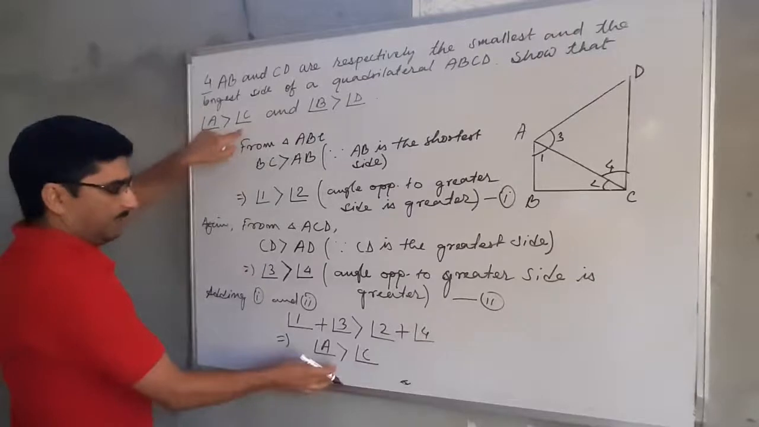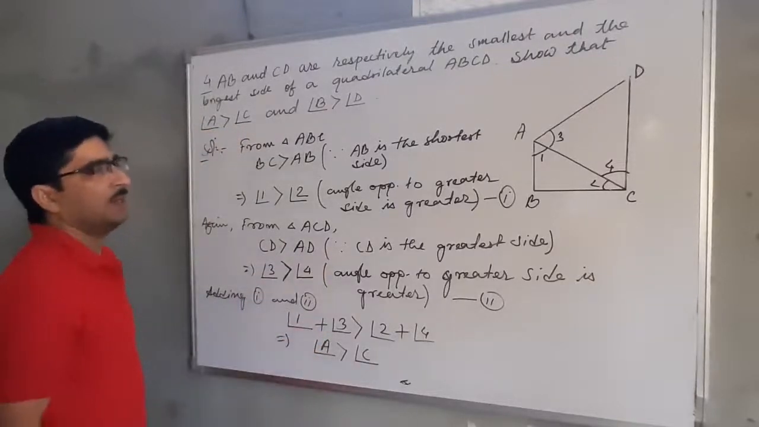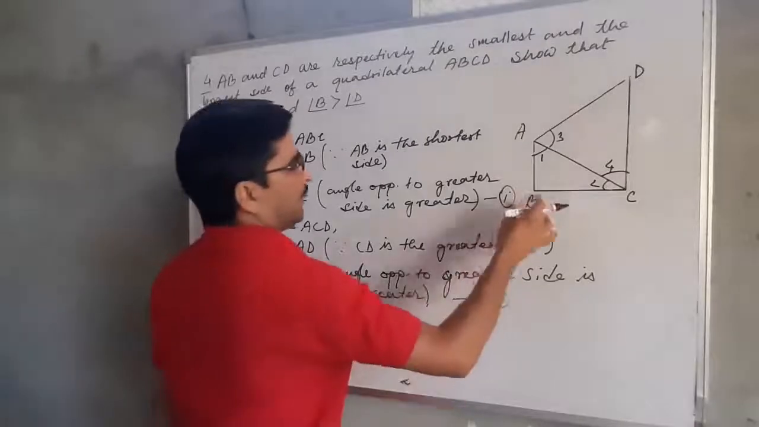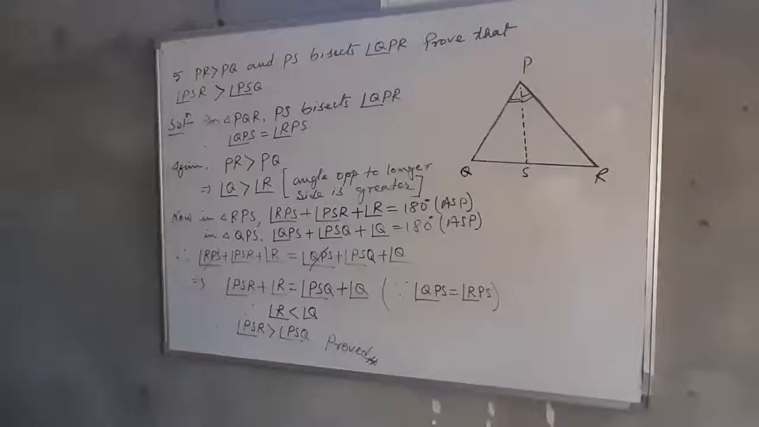I proved it here. Okay. Now you have to prove angle B is greater than angle D by drawing another figure, where you will draw the diagonal BD. Okay. Now in question number 5, in this triangle PQR, PR is greater than PQ is given and PS bisects angle QPR. Now we have to prove angle PSR is greater than angle PSQ.